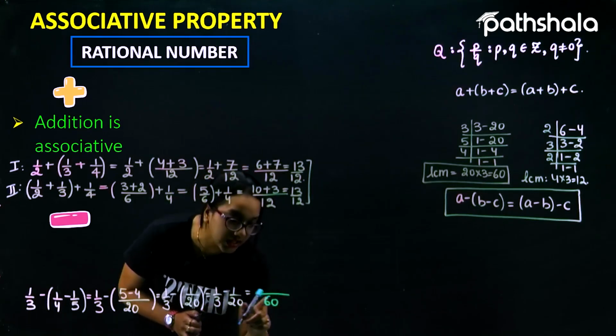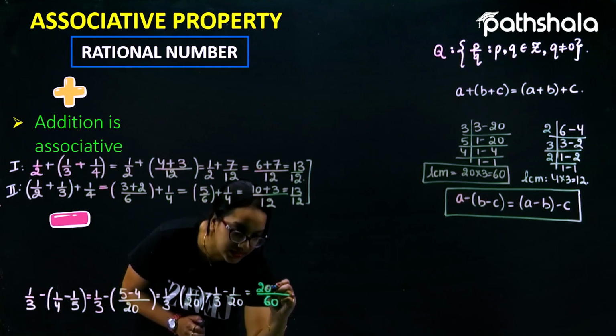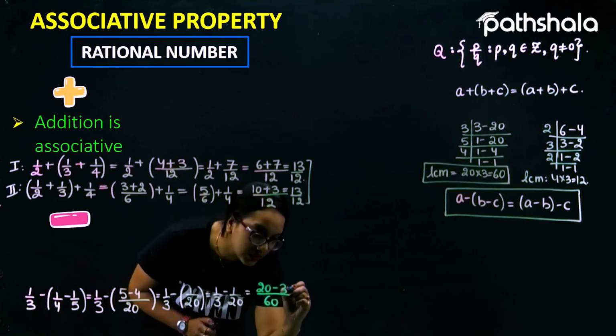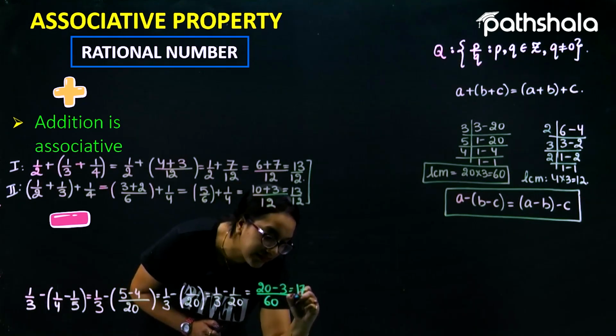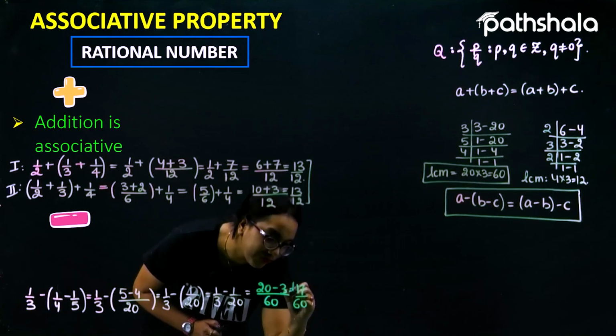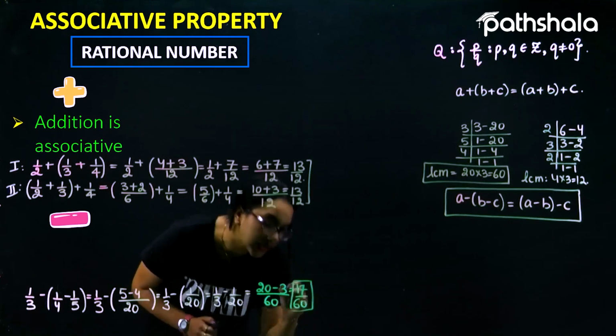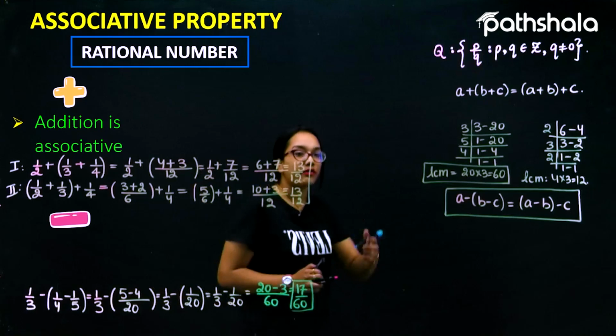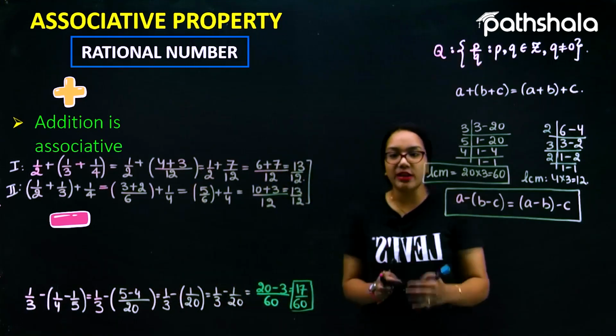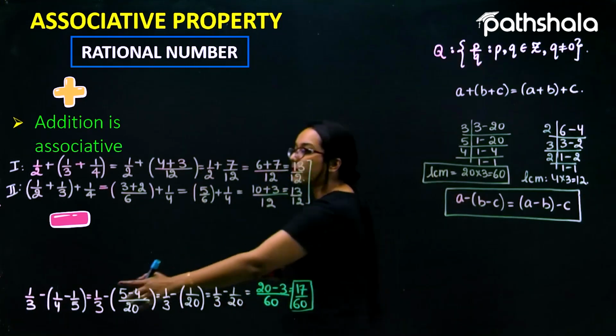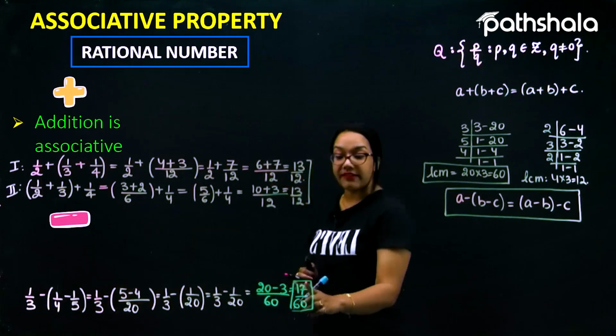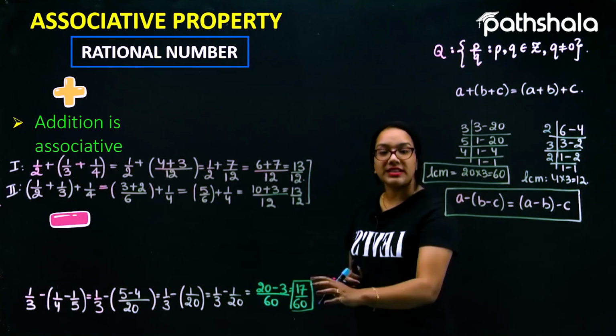So this is 3 into 20, that is 60, minus of 3. So this is nothing but 17 divided by 60. So for the first case, the conclusion of the first case is that the value of 1 by 3 minus (1 by 4 minus 1 by 5) is nothing but 17 by 60. So this is my first case.